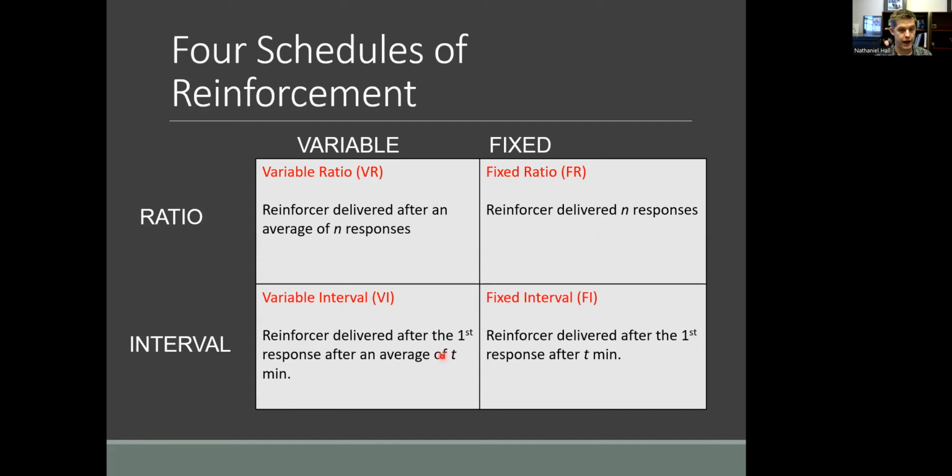So the reinforcer is delivered after the first response, after an average of t minutes. If we had a value of 3 here, that would mean that the first response that occurs on average after 3 minutes is reinforced. Sometimes that timer might be set to 1 minute, sometimes to 6 minutes, but on average it would average out to about 3 minutes. Whereas the fixed interval would have exactly 3 minutes. There would be no averaging component to it. The reinforcer would be delivered after the first response after 3 minutes. So it would be very strongly time-based.